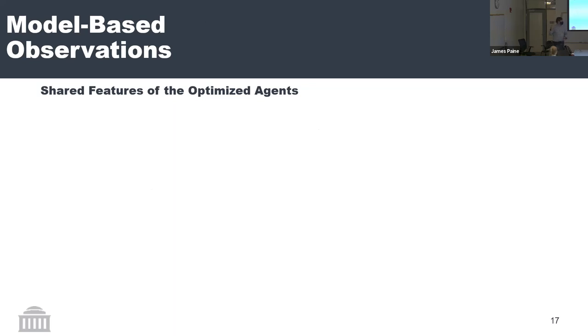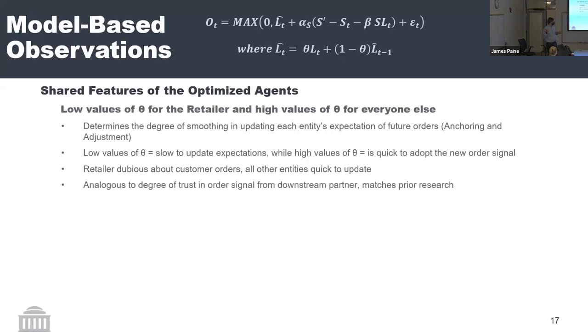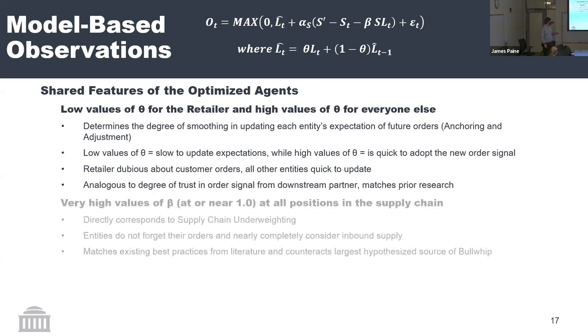So going back to this is one example. You can see that with that first one, theta is 0.002 for the retailer, 1.7 for the distributor, 1 for the factory, hitting the top level there. And there's a comment to be made there about the wholesaler and the distributor and their degree of control over their own universe. They're in the most decoupled position in the middle.